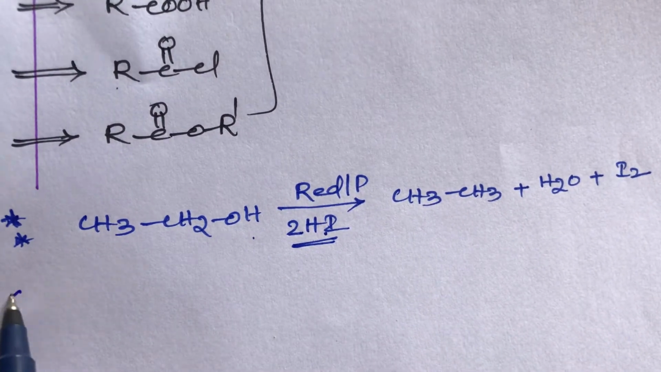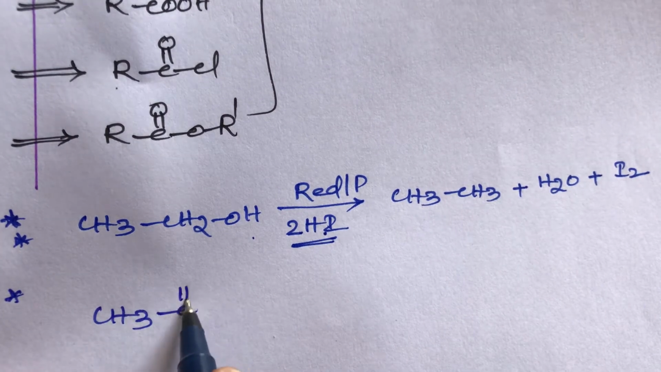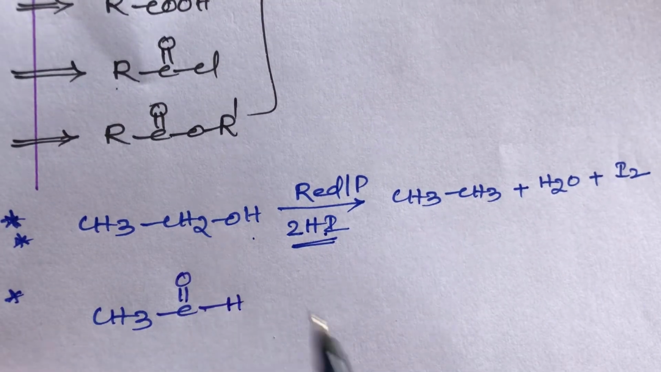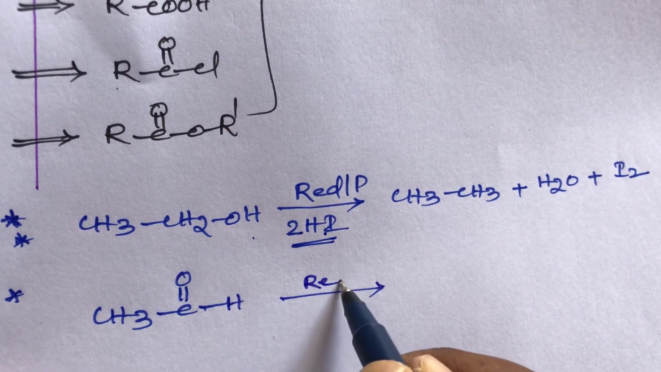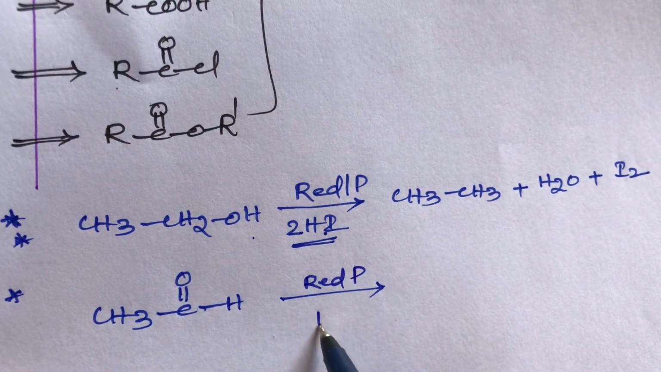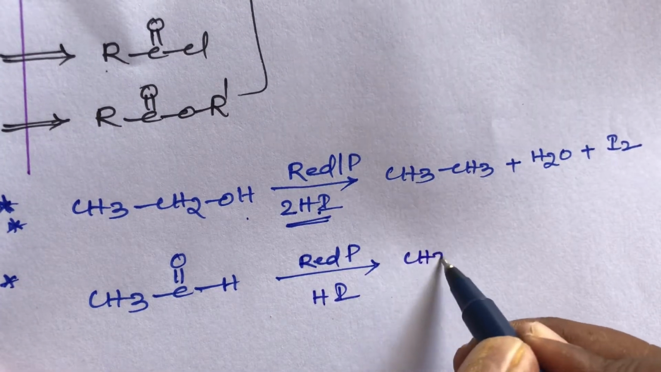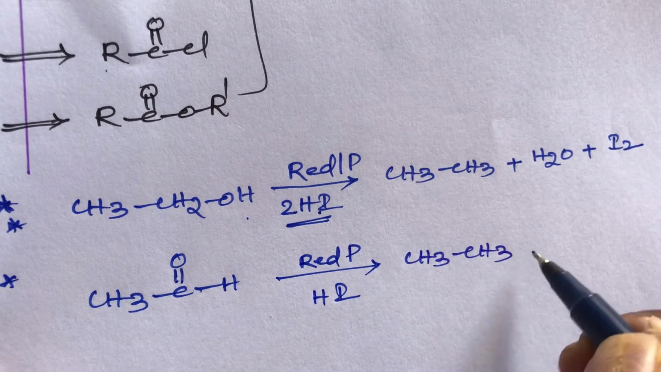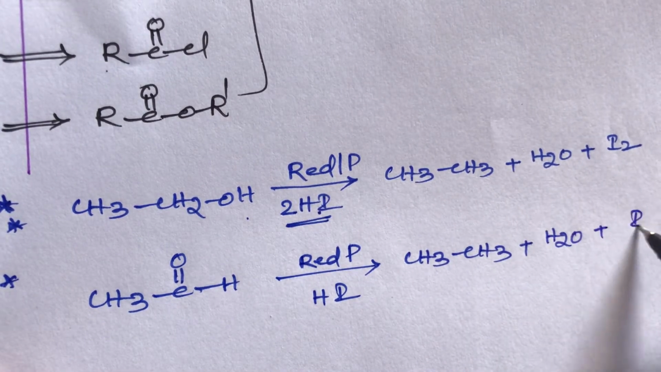Now take the second example, student, acetaldehyde, that means an example of an aldehyde. Acetaldehyde reacts with HI in the presence of red phosphorus. It also gives the same thing, student. It also gives the alkane CH3CH3, plus water, and also iodine.